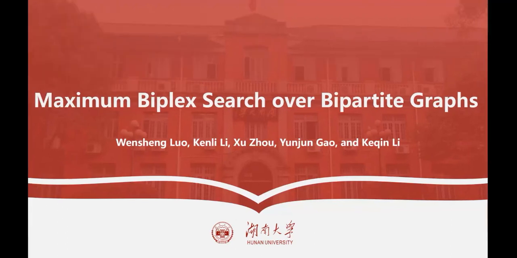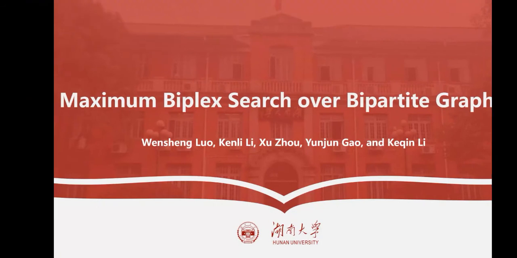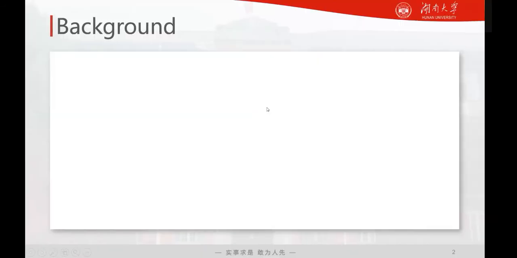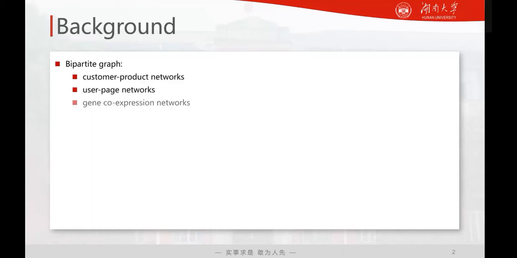Hello everyone. The research content of this paper is the maximum biplex search on bipartite graphs. A bipartite graph is a kind of graph widely used to describe two different types of vertices, in which the vertices of the same type have no connection, and edges only exist between vertices of different types, such as customer-product networks, user-page networks, gene expression networks, and collaboration networks.